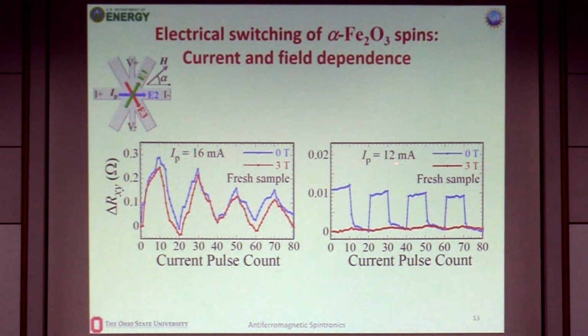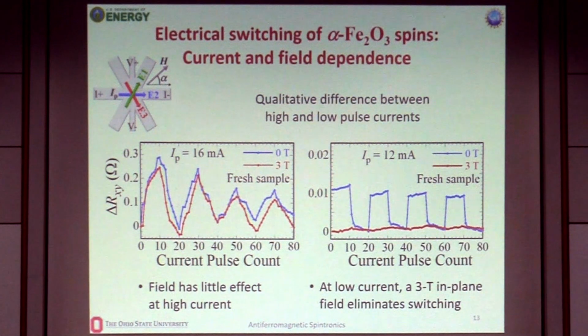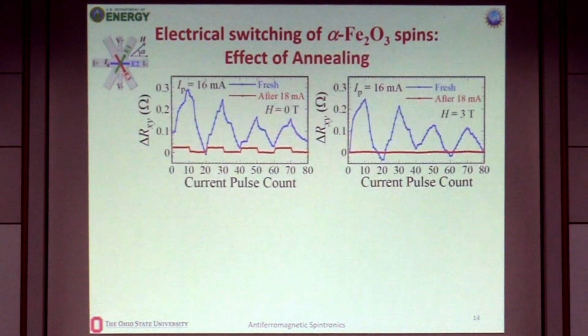For the 12 milliamp, which is the square wave section, the blue one is zero field, so you have this pretty nice square wave. And for the 3 Tesla, it's more or less flat. But if you look closely, there's a little bit of zigzag going on right there, but more or less flat. So these are clearly two different regimes. Let's do some more experiments to try to find out what's going on.